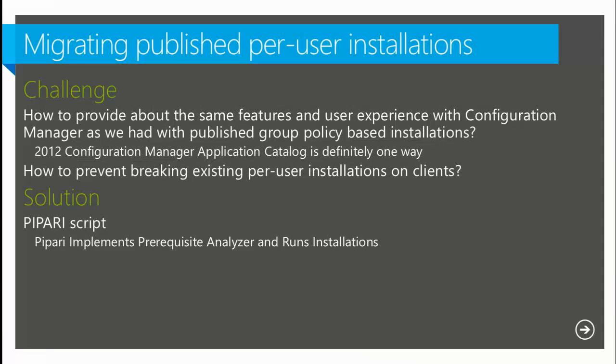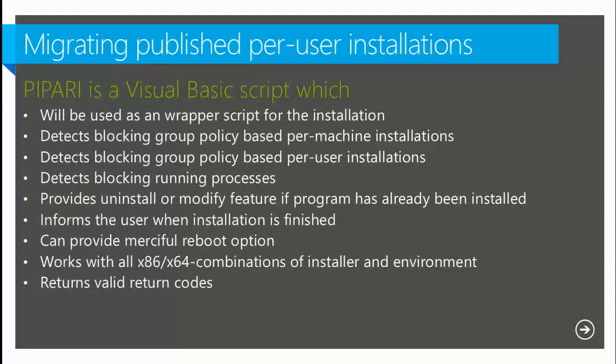The solution is a script called pbuddy, which implements a prerequisite analyzer and runs installations. It means a gingerbread cookie in Finnish. And this pbuddy script will be used as a wrapper script for the installation. It detects these blocking group policy-based per machine installations. It detects the blocking per user group policy software installations. It detects if there are blocking running processes, because there's no reason to start the installation if you know that it won't finish. It provides an uninstall feature, which is in group policy-based software installations.